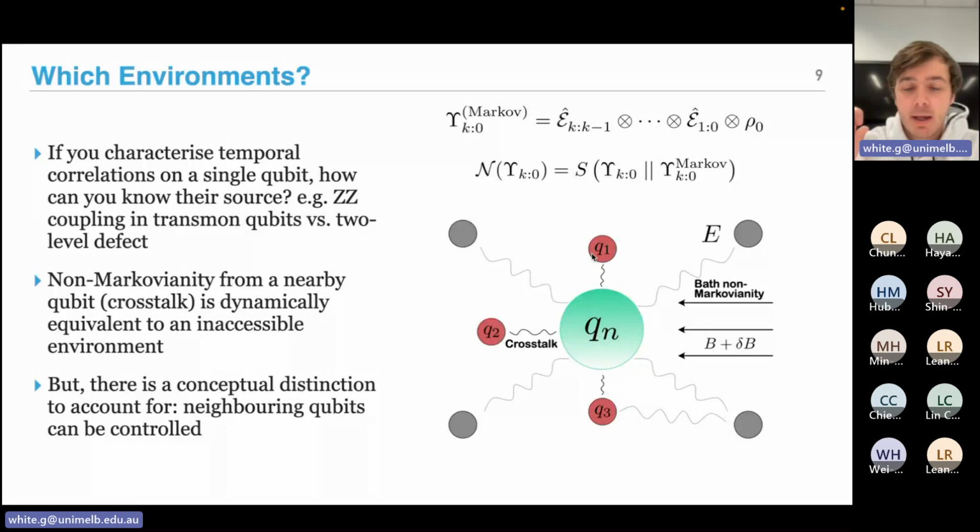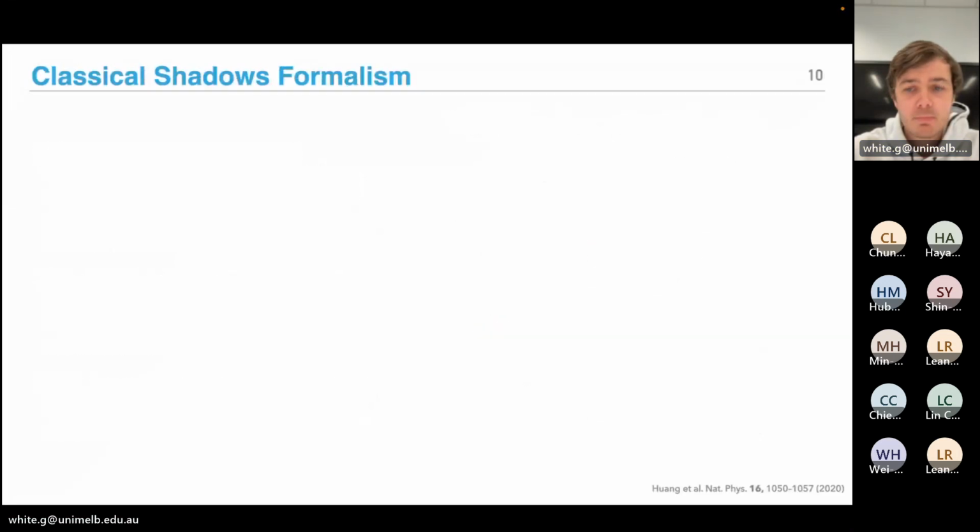And so there's a conceptual distinction between crosstalk in this sense and non-Markovianity, which comes from the bath. The purpose here is to ask how we can actually use our controllability of qubits in order to answer this question. To do this, we use the classical shadows formalism.